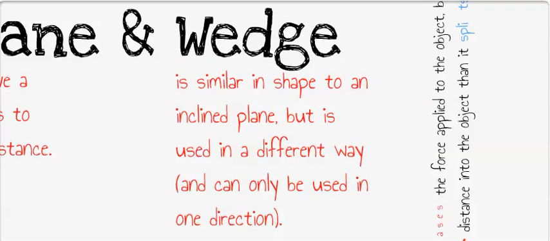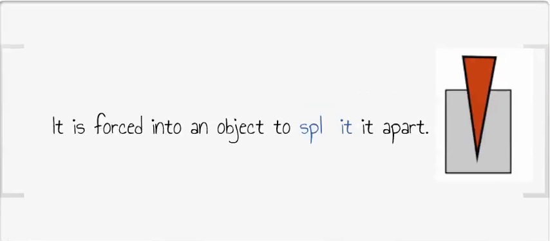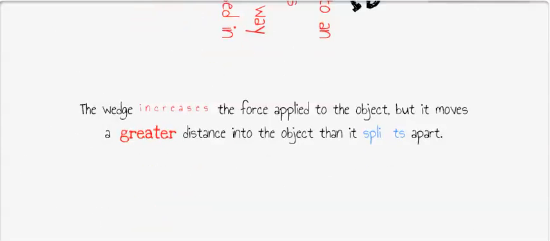Now we do wedges. A wedge is a similar shape to an inclined plane, but is used in a different way. Wedges can only be used in one direction, and that is point down. It is forced into an object to split it apart, essentially an axe, a knife, those sorts of things. A wedge increases the force applied to the object, but it moves a greater distance into the object, then it splits it apart.